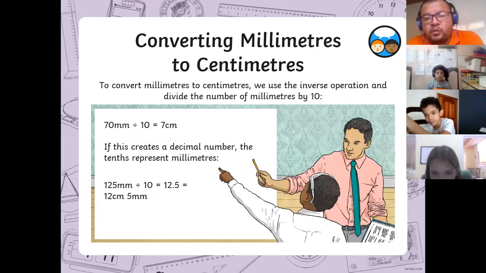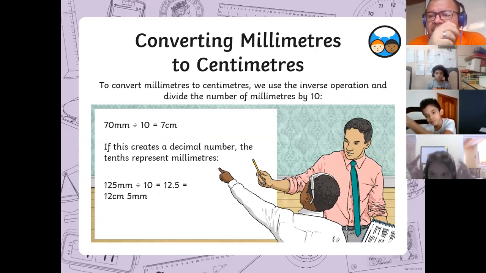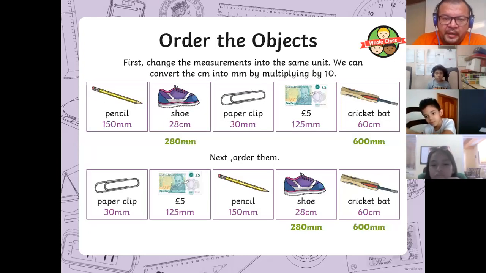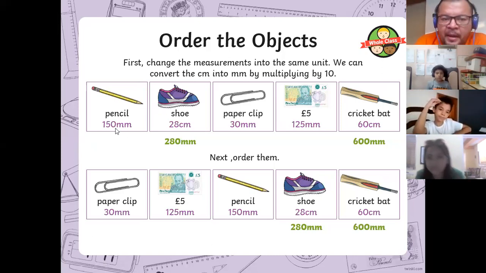Now, how do we convert millimeters to centimeters? We know how to convert centimeters to millimeters. Now we're going to try the opposite. To convert millimeters to centimeters, we use the inverse operation and divide the number of millimeters by 10. So for example, if I have 150 millimeters and I have to change it to centimeters, I have to divide. And by how many? 10. So for that reason, I have in here how many?